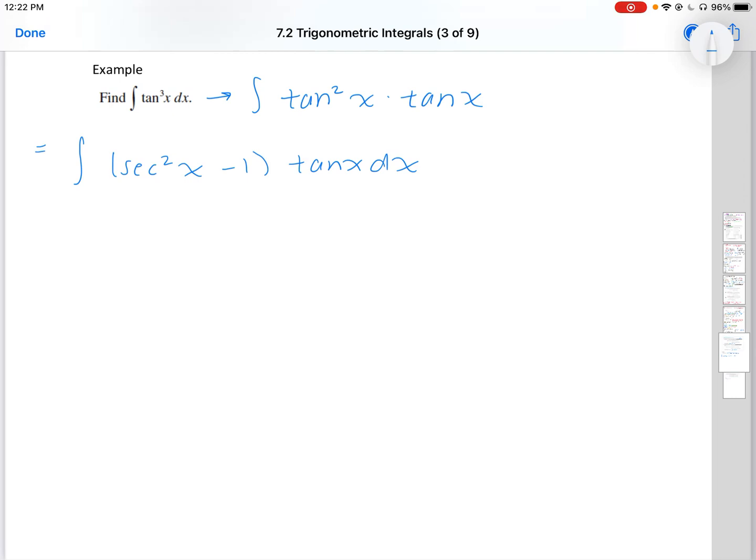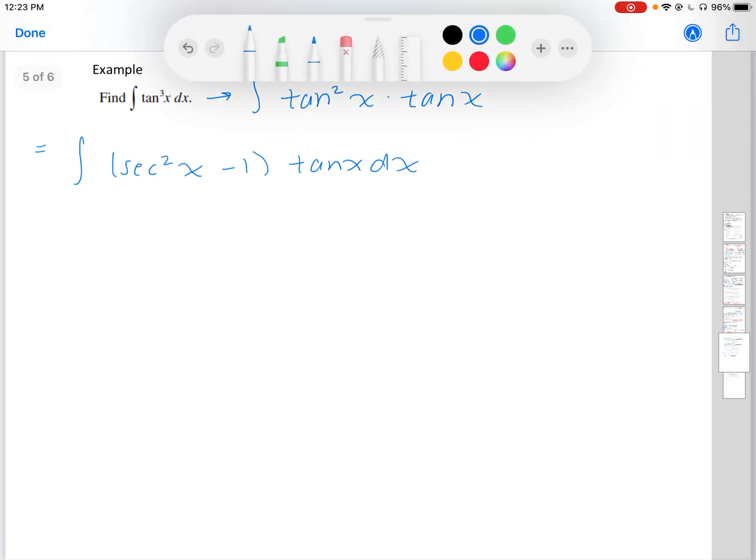Okay, so what are we looking for? You might start thinking u sub, but it's not really helpful. Because, well, you could, but that 1 is still in the picture, and that 1 is giving us trouble. Luckily, we can go ahead and multiply tangent.